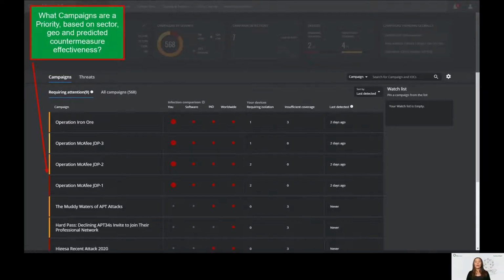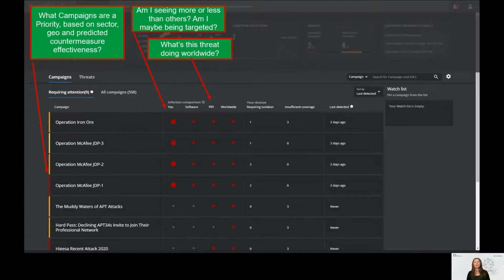I can see that they're color-coded, and they are prioritized based on things like sector, geo, and predicted countermeasure effectiveness within our environment. Additionally, I can see if McAfee is advising that we are seeing more or less of this campaign, which may be an indicator that our organization is being targeted. I can also compare this to what this threat is doing worldwide, and it clearly flags for me whether or not we have potentially exposed devices.